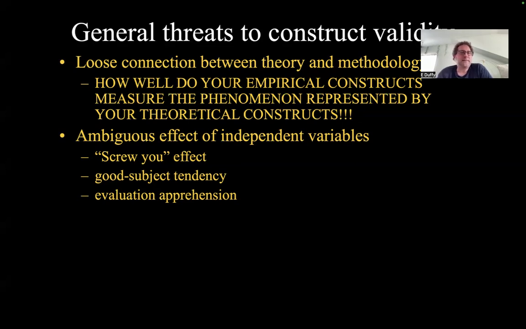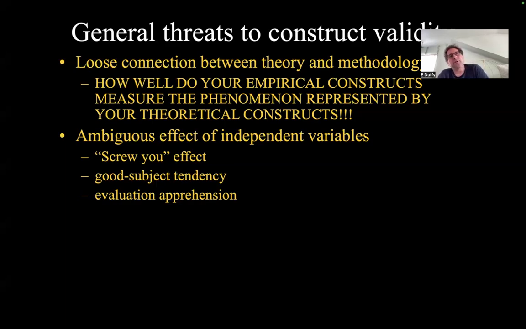And there's also this idea of the ambiguous effect of independent variables. One is the "screw you" effect, where you have to be very careful who you hire to help run your studies. I once had a research assistant who was less than nice to subjects. I remember being in the other room and he told someone, "Oh, don't be an idiot." And I went in and said, "You don't ever say that to a subject again." But if you say to someone "don't be an idiot," how likely are they going to try hard on your task? Okay.